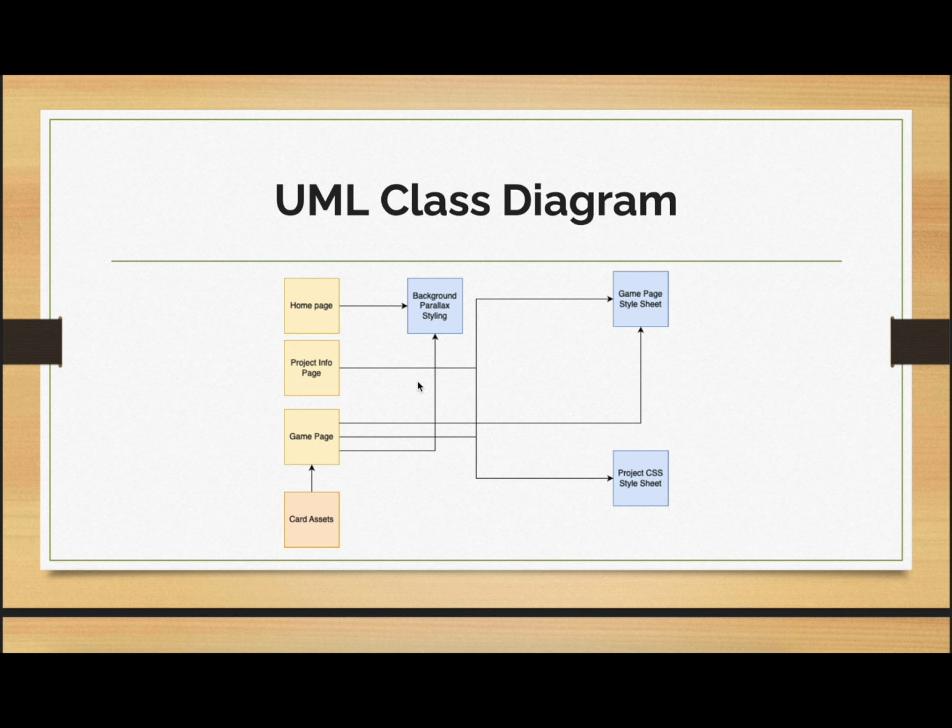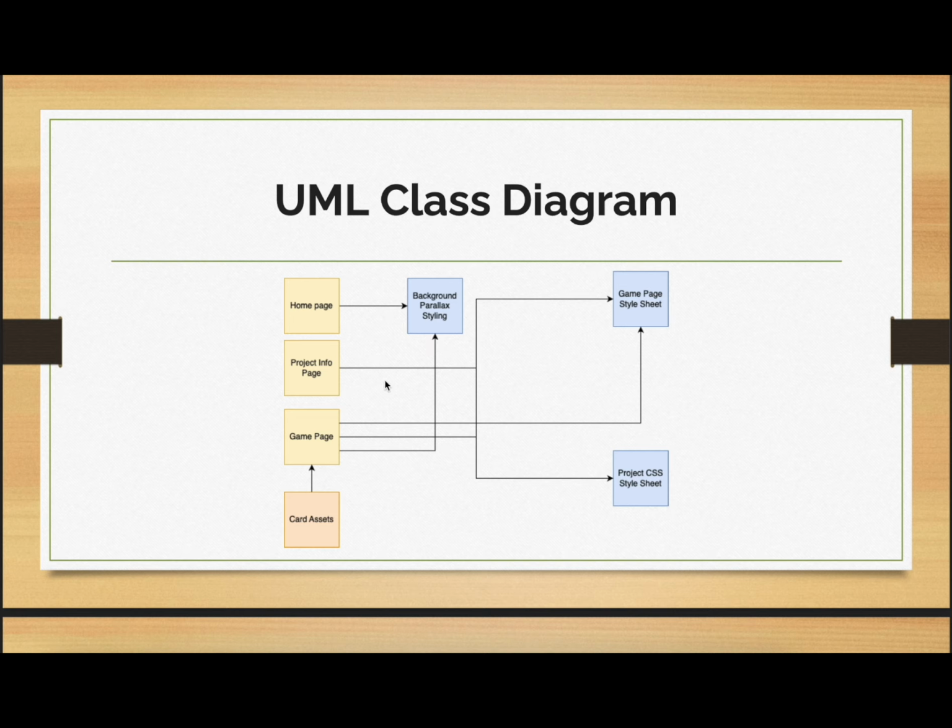So here's a basic UML class diagram. We just included all of the elements that we're using. On the home page, we have the background parallax style sheet. We created a separate style sheet just for the background because we're going to be reusing it a lot. We have that connected to the home page and to the game page, because those are the two pages where we're going to be using it.